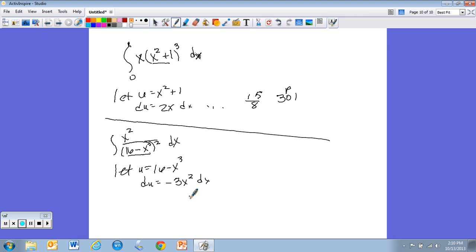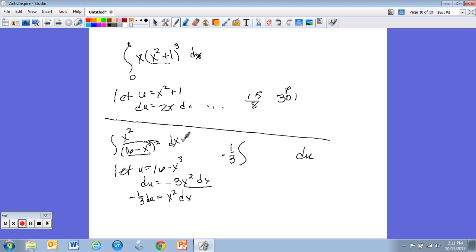So based on what we did just a second ago, you want to compare this to what you see above. And I see the x squared dx, so I want to leave that alone. But this negative 3 business is nowhere here, so I'm going to go ahead and move that over. So negative 1/3 du equals x squared dx. And from here, I'm going to go ahead and sub in what I know, okay? So the x squared dx is gone, and it's been replaced with a negative 1/3 du. I'm going to put the du at the back. The negative 1/3, if you put it over here, it might confuse you. It's just a constant. Move it to the front, okay?